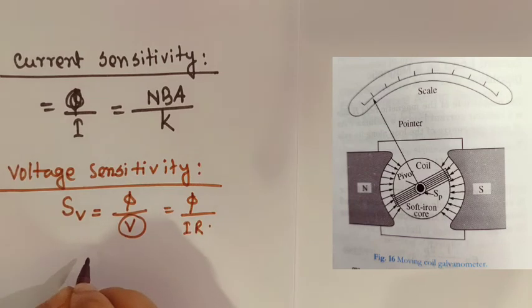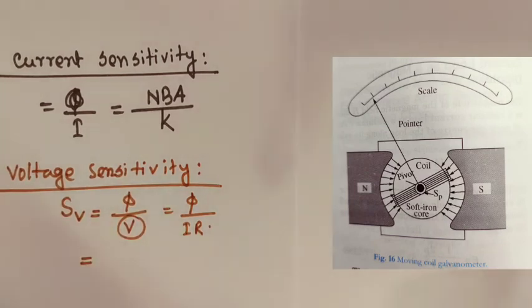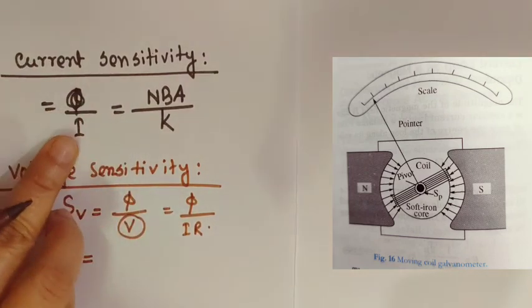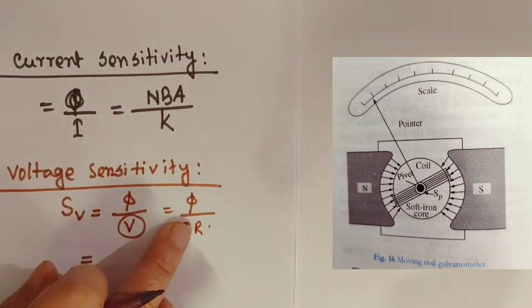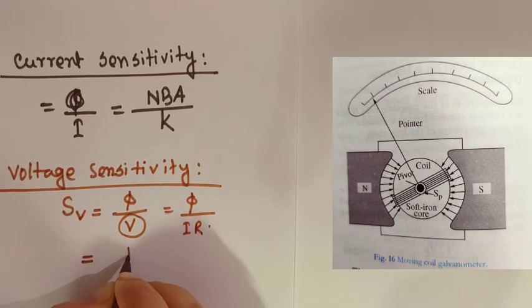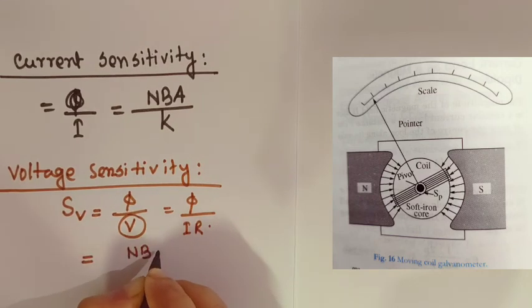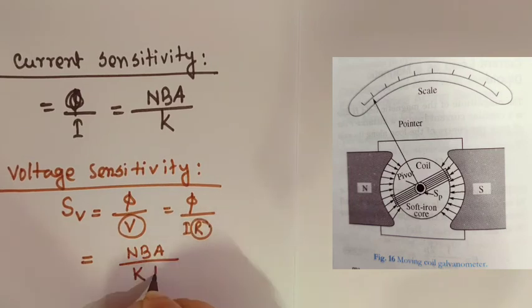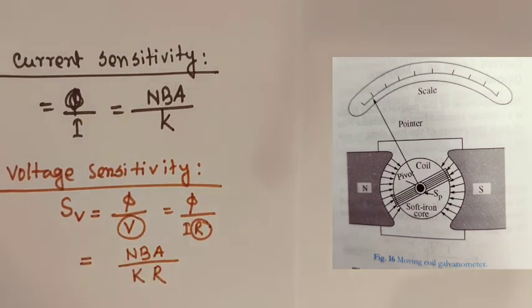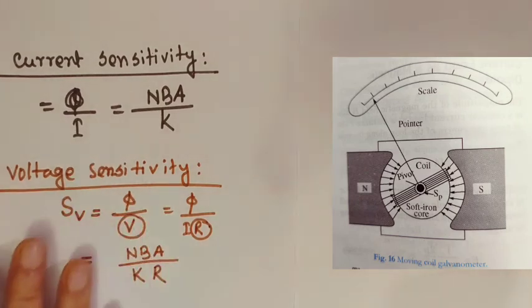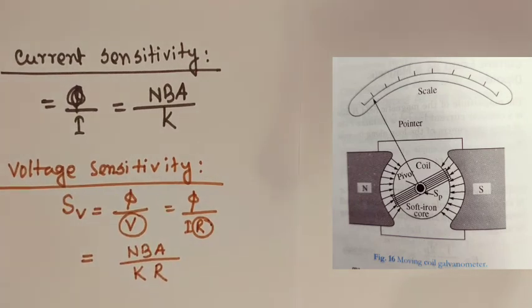And from this equation, phi by I is equal to NBA divided by K, and here we have one R. So NBA by KR. So this is our voltage sensitivity.